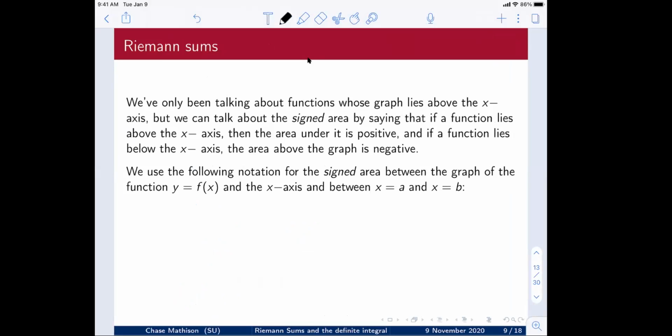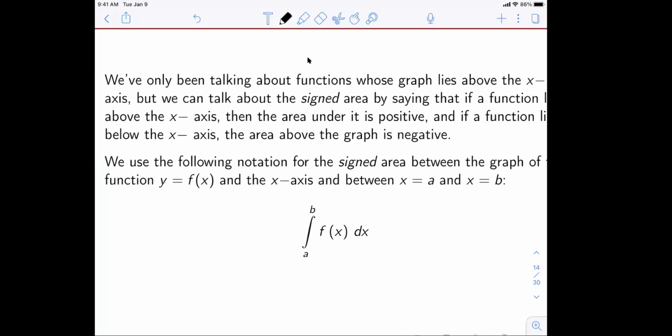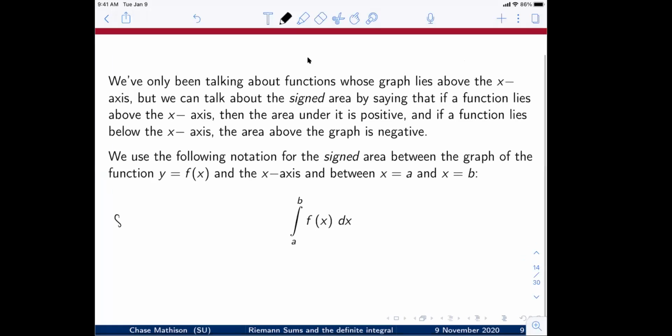So when I'm talking about the signed area under a curve, and this also applies when I'm only talking about positive areas, then we use the following notation. You read this as the integral from a to b of f of x with respect to x. Okay, this is the area, really the signed area under y equals f of x between x equals a and x equals b.